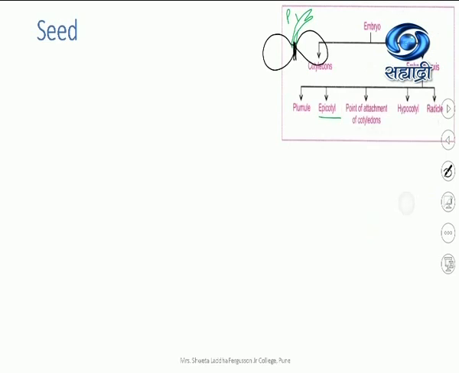Let us use brown color to show the root. Below the cotyledon, below the embryonic axis, it gives rise to hypocotyle. Hypo means below, which will give rise to radicle, and radicle will give rise to the root. So this is radicle, this is hypocotyle, this is epicotyle, this is plumule and cotyledon. And this central region is called the embryonic axis.